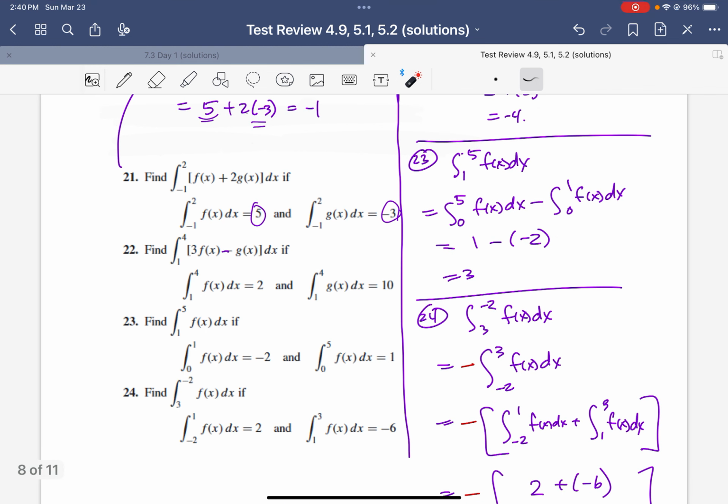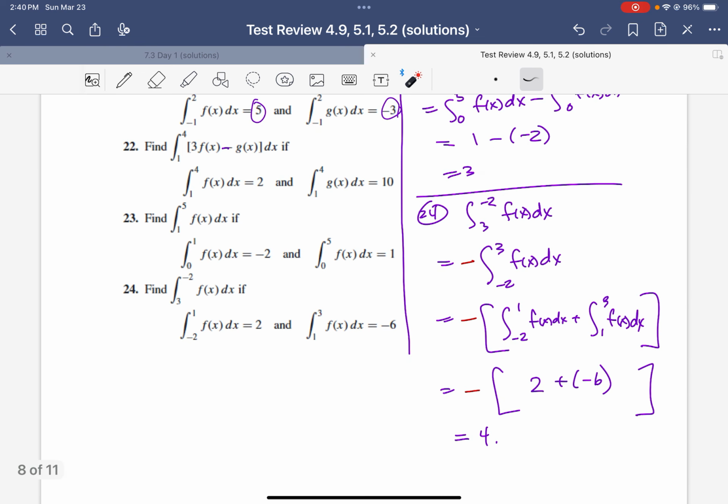For 23, the integral from 1 to 5, well, we know from 0 to 1 it's negative 2. And 0 to 5 it's 1. So what they want, 1 to 5, is just the integral from 0 to 5 minus the integral from 0 to 1. So this turns out to be 0 to 5 is 1, and from 0 to 1 is negative 2, so we get an area of 3.